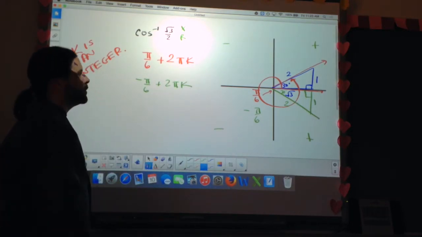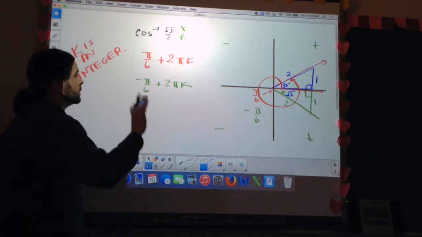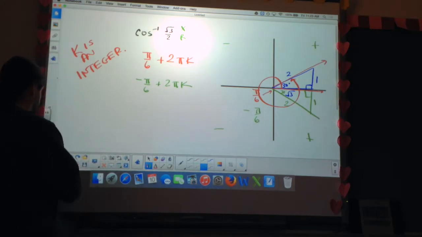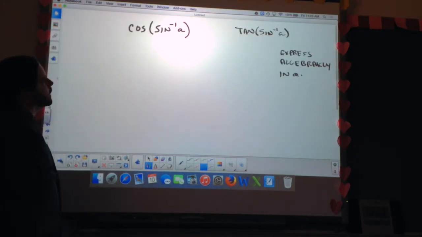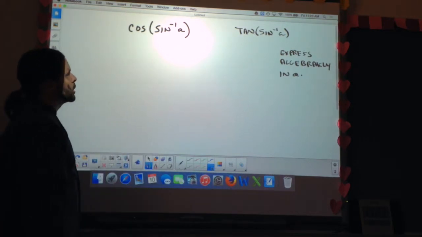That represents an infinite number of angles that all have a 30-degree angle of reference on the positive side of the y-axis. Alright, what else we got? We did that one. How about this one? We're going to express this algebraically in terms of a.